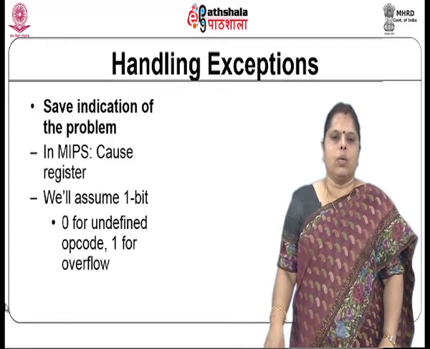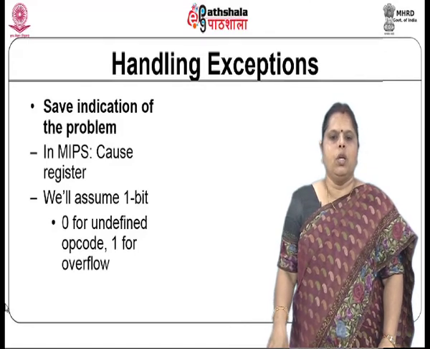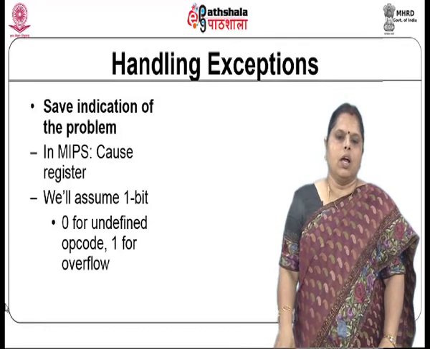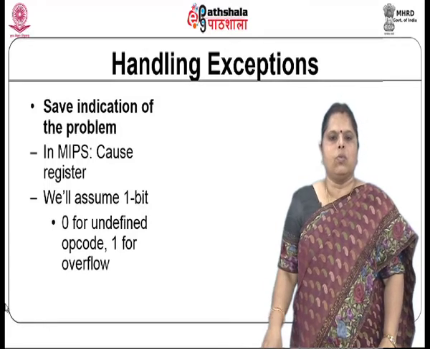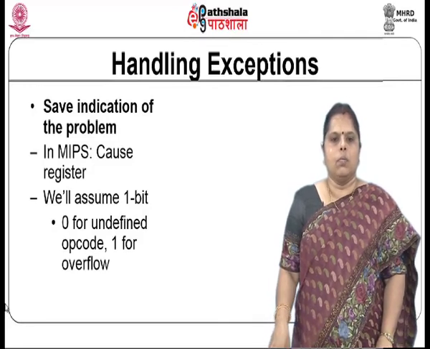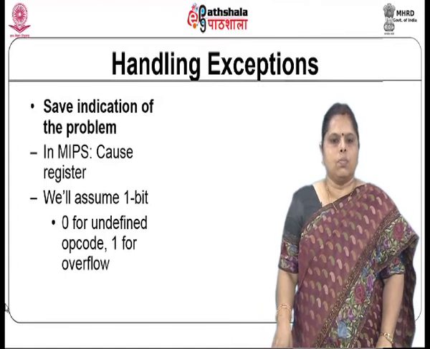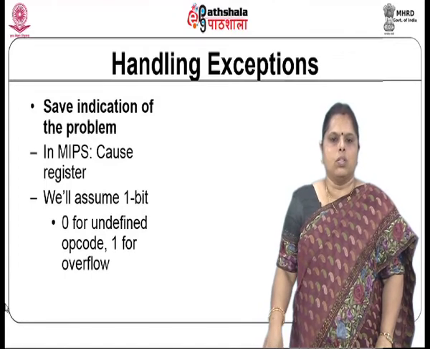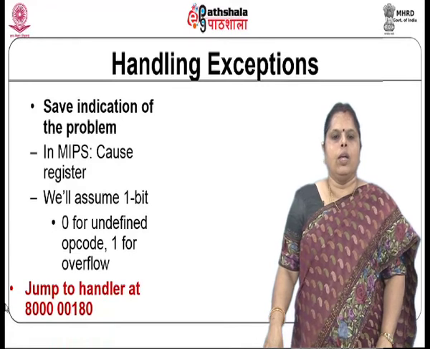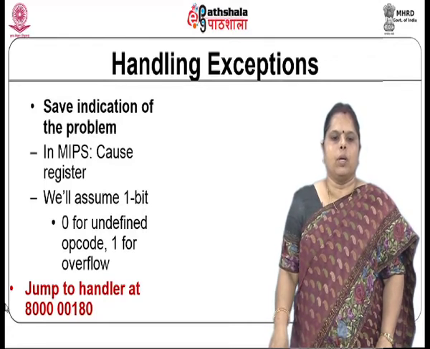So, let us assume that we are just using 1 bit of the cause register to distinguish between two different types of exceptions. As we increase the number of exceptions, obviously we are going to use more bits of the cause register. So, the MIPS architecture basically uses two important registers. One is the exception program counter and the other one is the cause register. Once an exception has been recognized by the processor, it will jump to the handler given at some particular address.